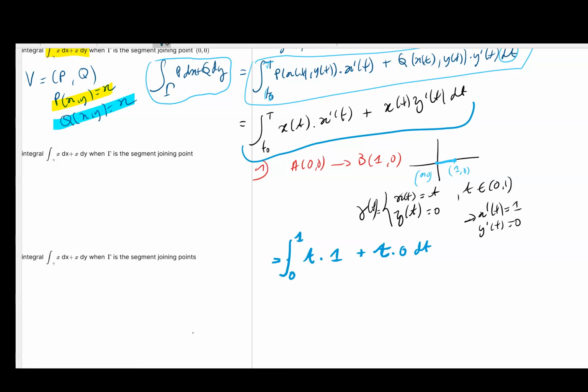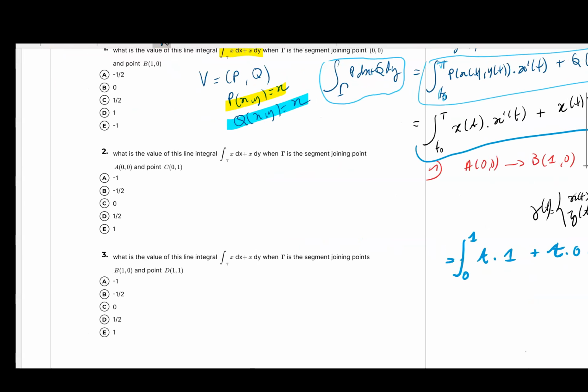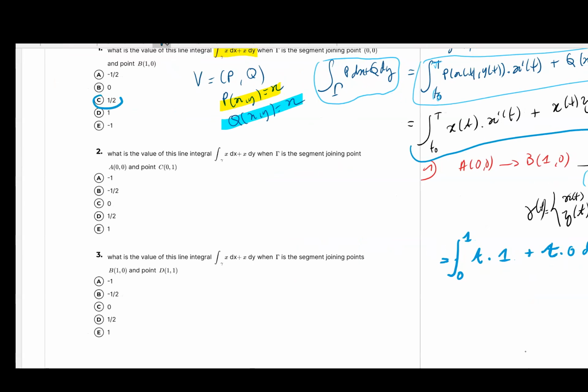dt. So in the end, what do I get? I have to do the integral between 0 and 1 of t dt, which of course you know it's 1 over 2, t squared over 2 between 0 and 1, and so that is 1 over 2. Okay, so we have 1 over 2 for the first answer.